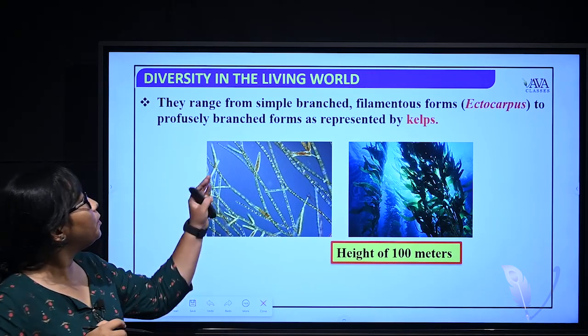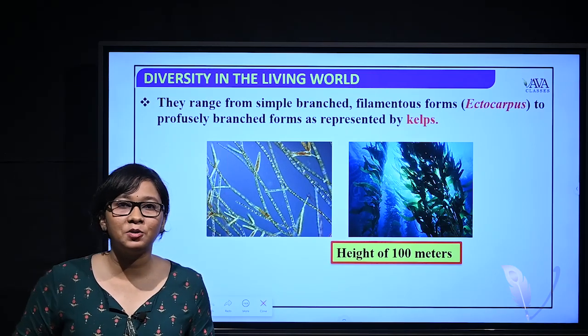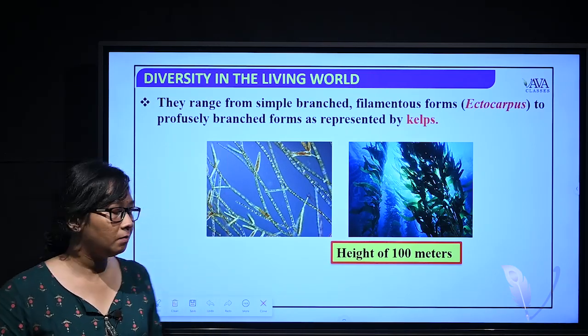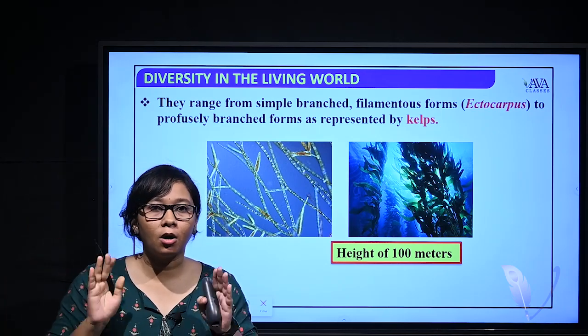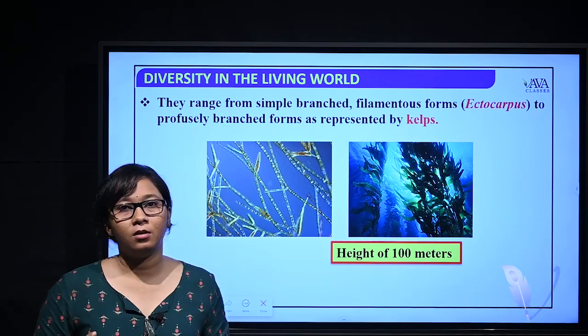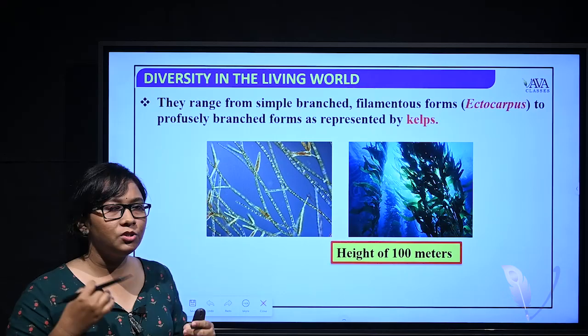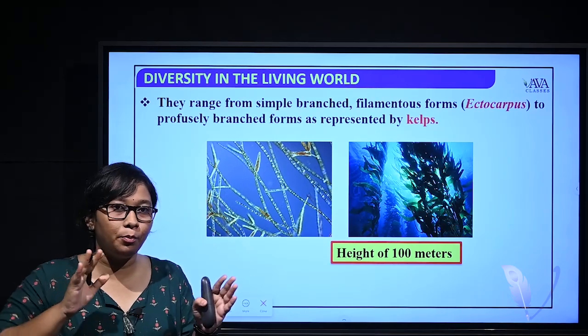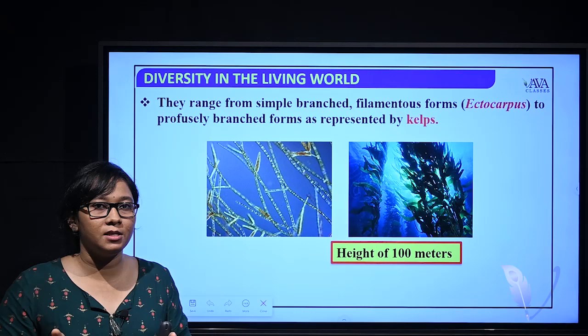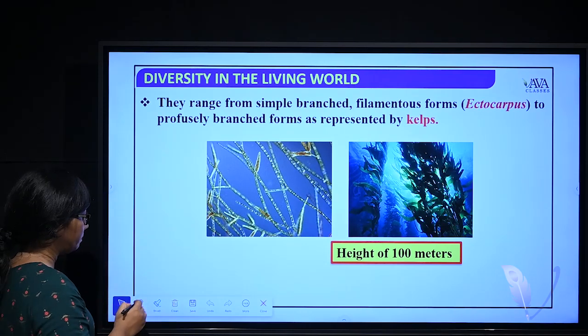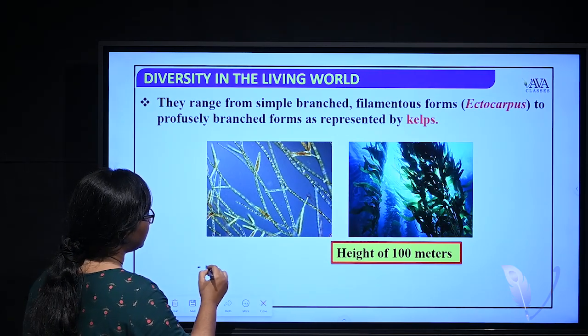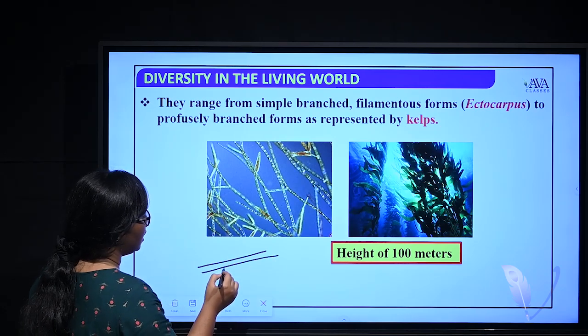Second, profusely branched. You can use your common sense here and think about what that might mean. Profusely branched means it has many branches. Look, it is a branch of a brown algae.